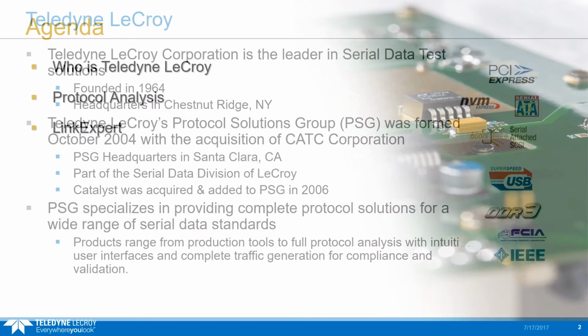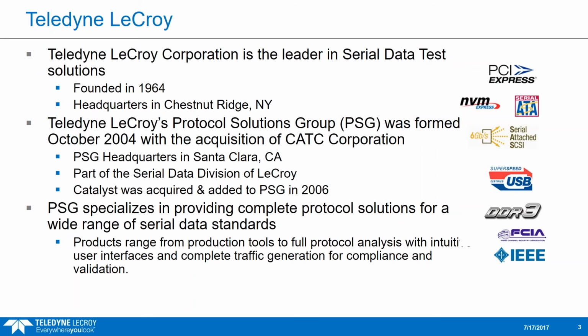Teledyne LeCroy has been around for many years and focused on a variety of test equipment, including oscilloscopes and protocol analyzers. Protocol analyzers started over a decade ago with the advent of CATC being acquired, and CATC had many protocols and has continued to grow the types of protocols being supported. PCI Express is one of the main protocols that are supported today, and has been supported since the first generation, and then more recently supported with NVMe.